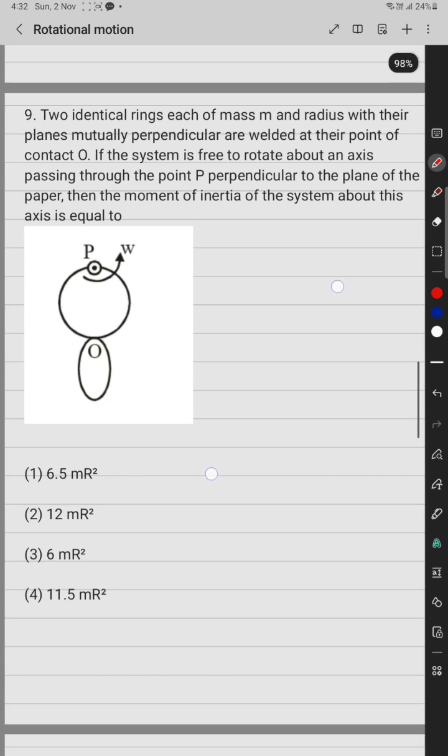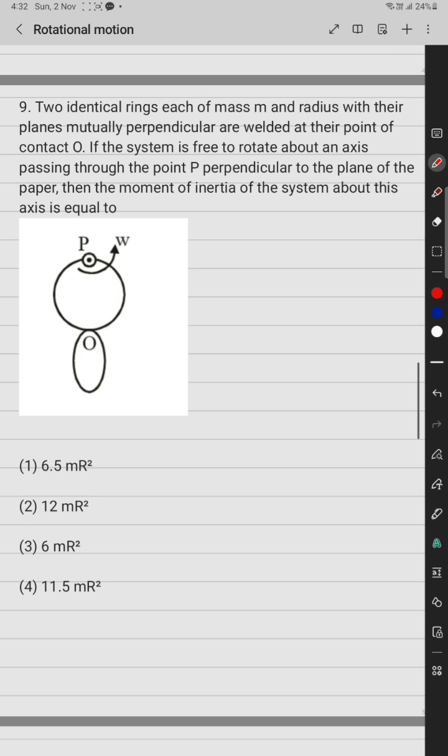Condition: two identical rings are attached, and both are mutually perpendicular. That means this axis is perpendicular to the plane of the first ring, and this one is in the plane because it is mutually perpendicular, both at 90 degrees. So the moment of inertia of the first upper ring is m r squared, and the shift is r, so it is m r squared plus m r squared, a total of 2 m r squared for the first ring.